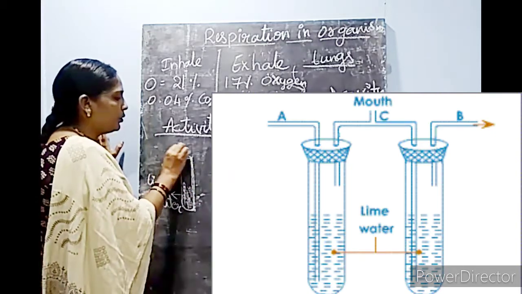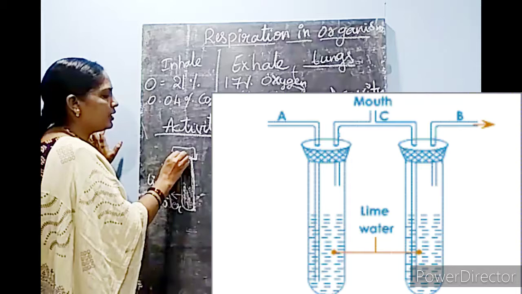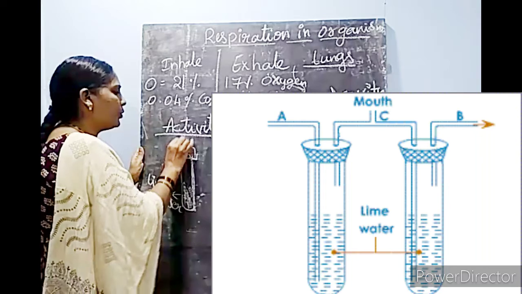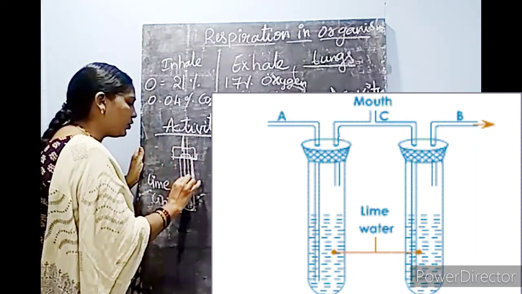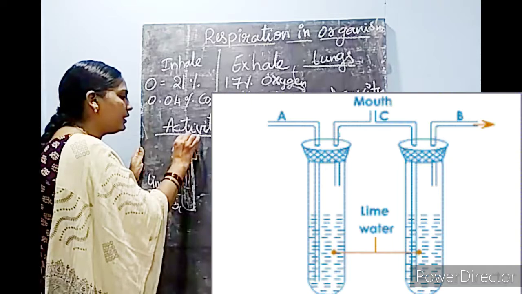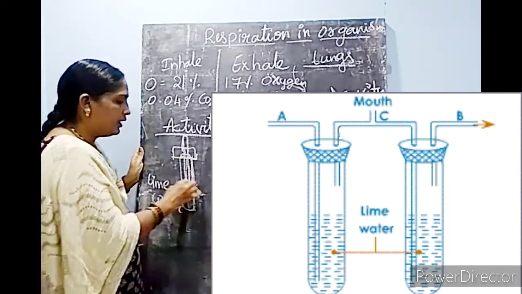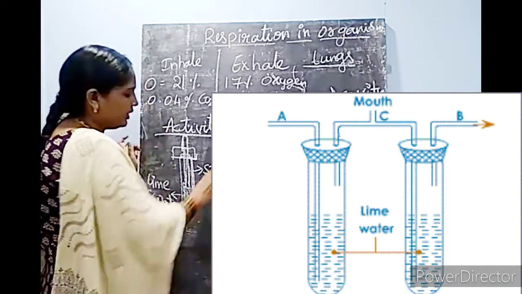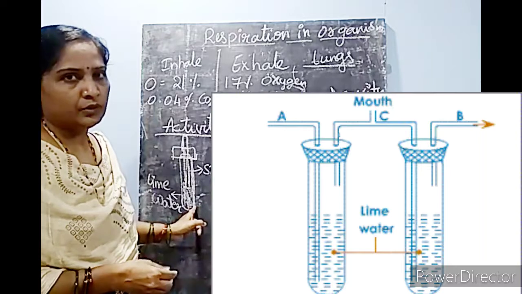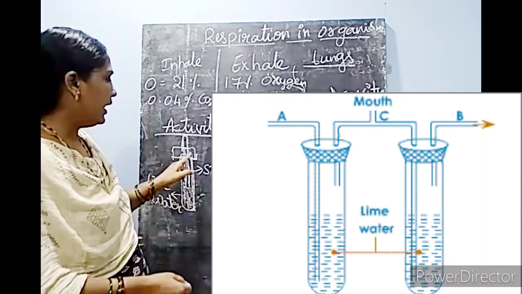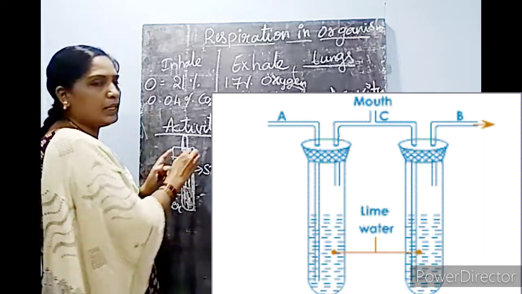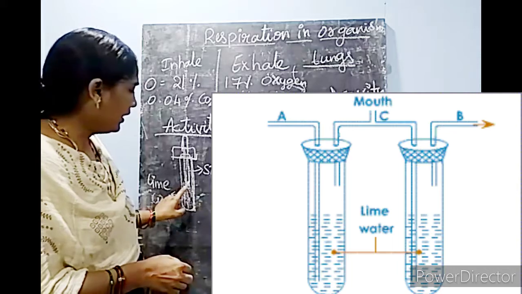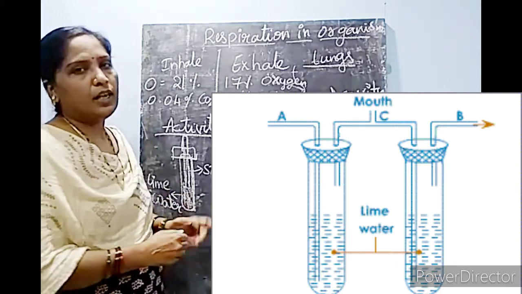Fix a cardboard above the test tube, make a hole in the cardboard, and insert a straw, and the end of this straw should touch the lime water. So you took a test tube and fixed a cardboard. You made a hole in the middle of the cardboard and inserted a straw, and the other end of the straw is touching the lime water.